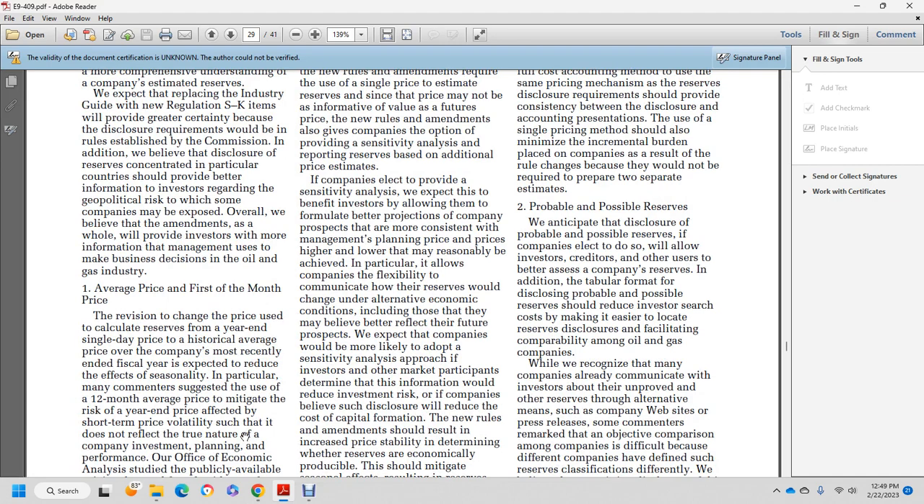Alright, one: the average price. Instead of the single-day year-end price, the rule uses the historic average price of the first day of each month over the most recent fiscal year, to reduce the effect of seasonality. Many companies are accustomed to using the 12-month average price to mitigate the risk of the year-end price and the effect of short-term price volatility, but it does not reflect the true nature of the company's investment planning.